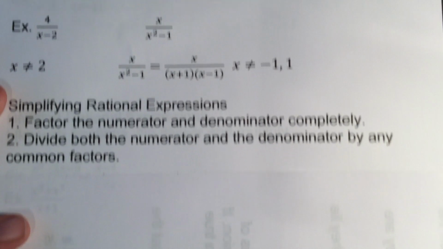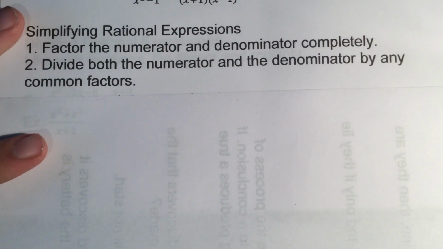So, when you simplify these expressions, the first thing you're going to do is factor the numerator and denominator completely. Before you cancel anything out, that's when you want to look for, what do I need to exclude? What are those restrictions to my domain?